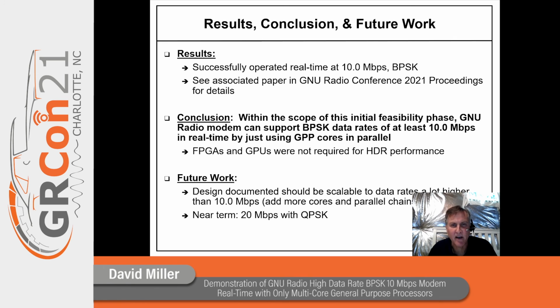For a lot more details on this project, please see the associated paper that will be in the conference proceedings. Future work: this approach should be scalable to data rates a lot higher than 10 megabits per second. Just add more cores, add more parallel chains. In the near term, I want to add a QPSK 20 megabit per second capability.